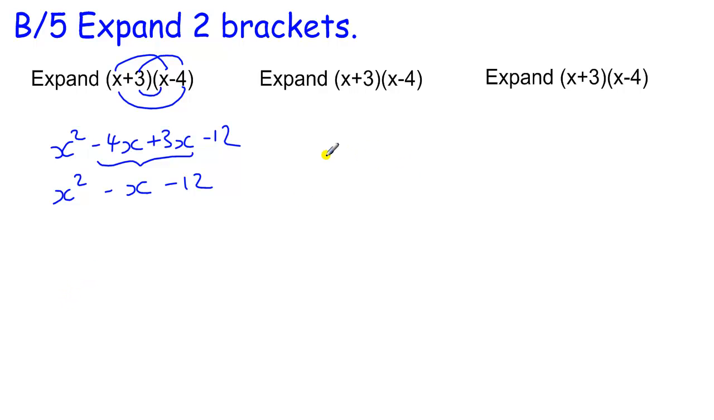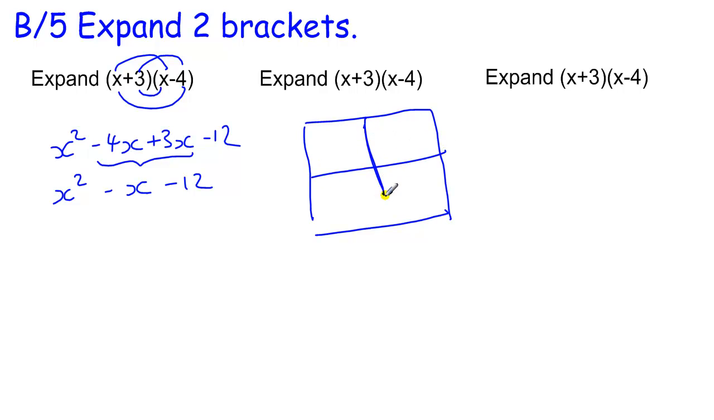Now, the way I would recommend for people that find it a little bit tricky to remember these things is to use some sort of grid method. You just draw a grid, just like you would if you were doing a multiplication grid method. x plus 3 on one side, and then x minus 4 on the other side. It could be here or here, it doesn't matter. It's just going to remind you there are four parts to this.